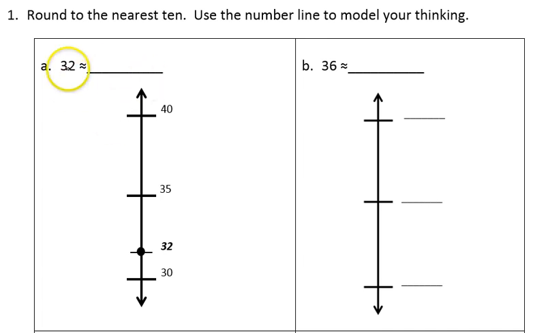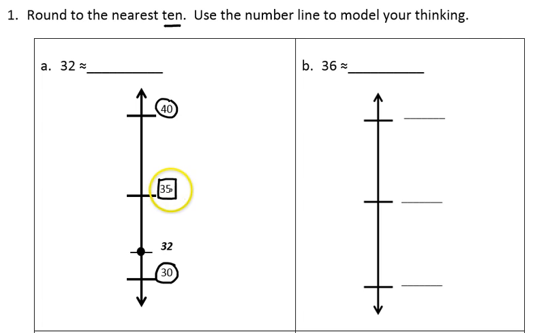I have the number 32 and I need to round it to the nearest 10. You can see how we've set up our vertical number line. If I'm working with 32, I know that 32 is going to fall between the tens of 30 and 40. So those are the ends of my number line. The next step is to plot your midpoint. Halfway between 30 and 40 is 35.